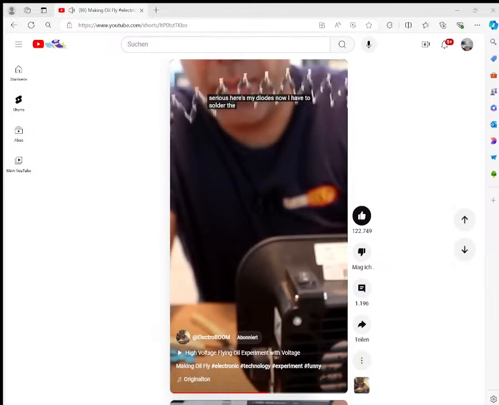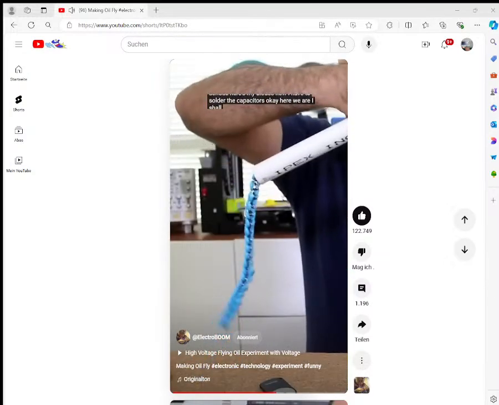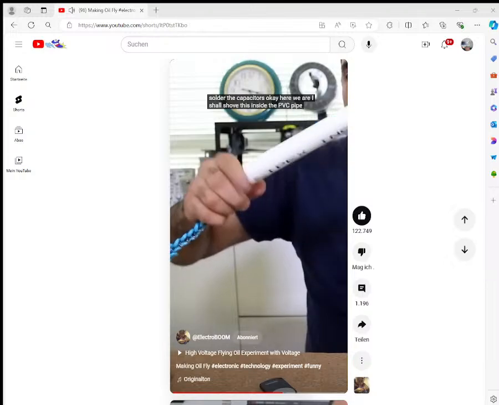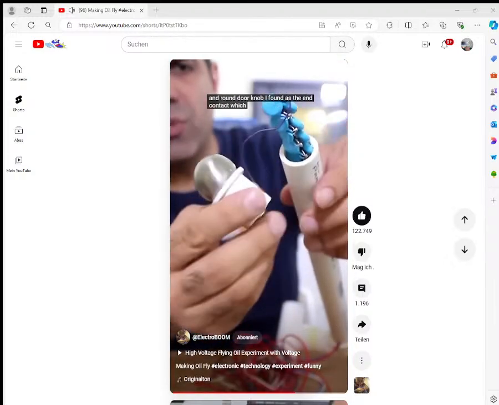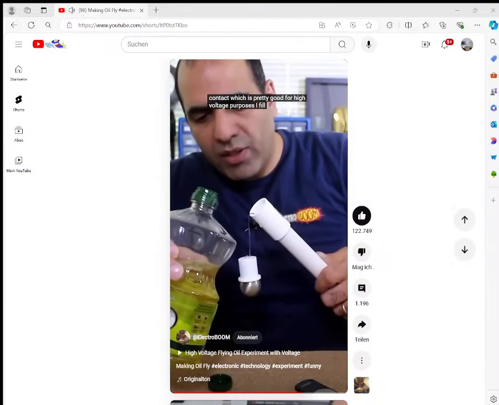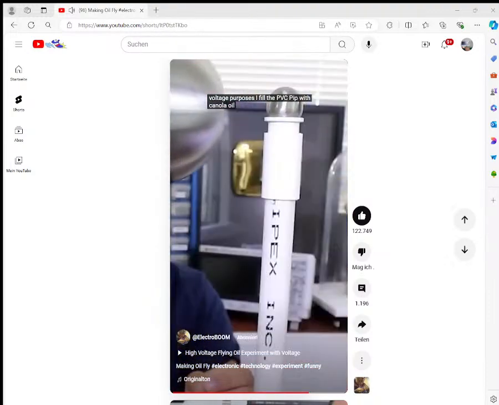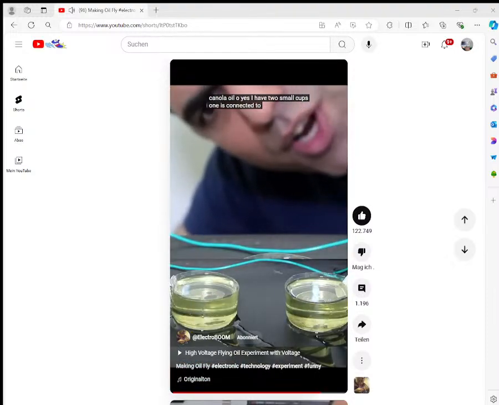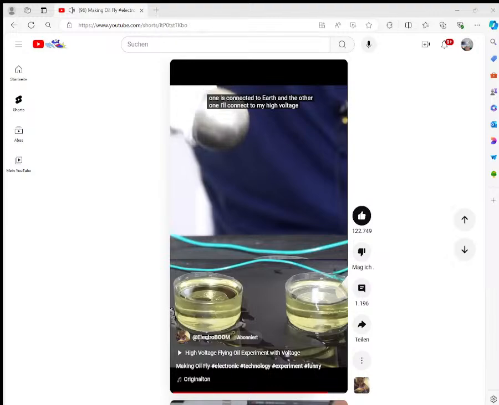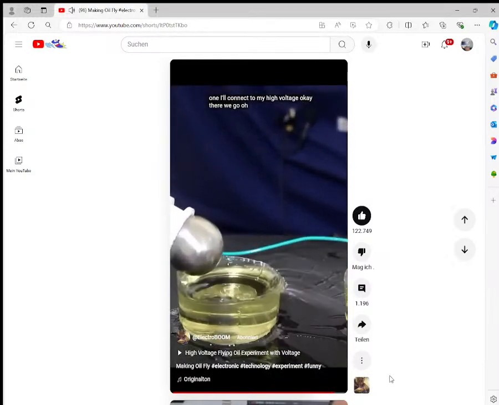Now I have to solder the capacitors. Okay, here we are. I shall shove this inside the PVC pipe stand I made. And this is a pretty nice and round doorknob I found as the end contact, which is pretty good for high voltage purposes. I fill the PVC pipe with canola oil. I have 2 small cups. One is connected to earth and the other one I'll connect to my high voltage. Okay, there we go. Wow, look at that!